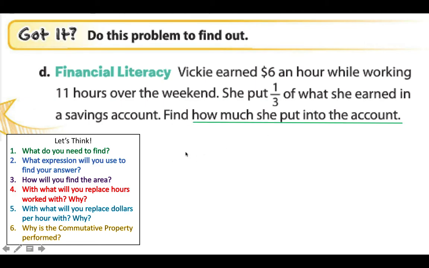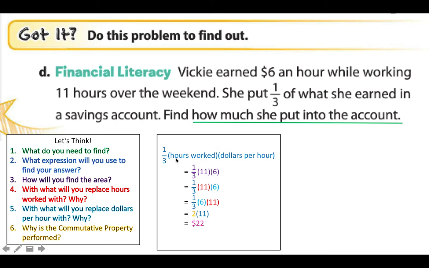The expression that we're going to use is 1/3 times the hours she worked times the dollars per hour that she receives. So we're going to find that by replacing the hours she worked and the number of dollars per hour she receives into the expression. So our new expression is 1/3 times 11 times 6. Now, with what will we replace the hours worked? Well, we know in the problem that she worked 11 hours over the weekend. And we're going to replace the dollars per hour with 6 because in the problem it tells us she works $6 per hour.